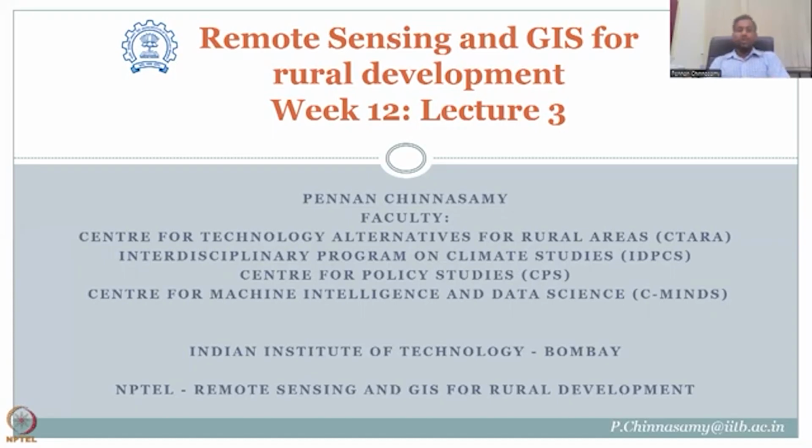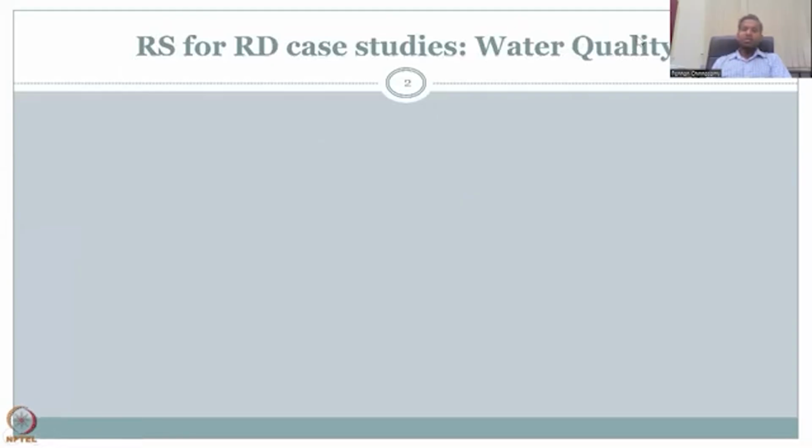One such concept that we'll be looking at in today's lecture is the use of remote sensing for rural development case studies, such as water quality. I've always said that water quality is not given as much importance as water quantity, which is a concern because you cannot use bad water. The water may be available, but it is unusable.